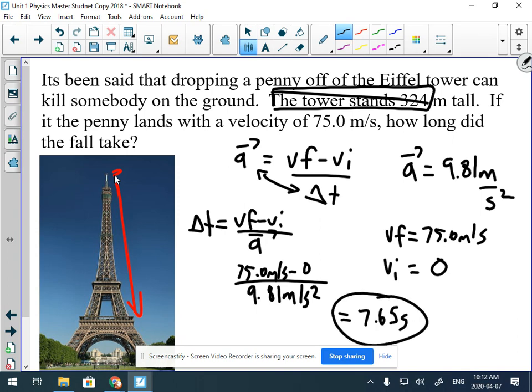So it is a little bit trickier problem. Anytime something falls, its acceleration is always 9.81. And that's actually a negative number because you're moving down. That's okay. That's all right. We don't need to worry about that.